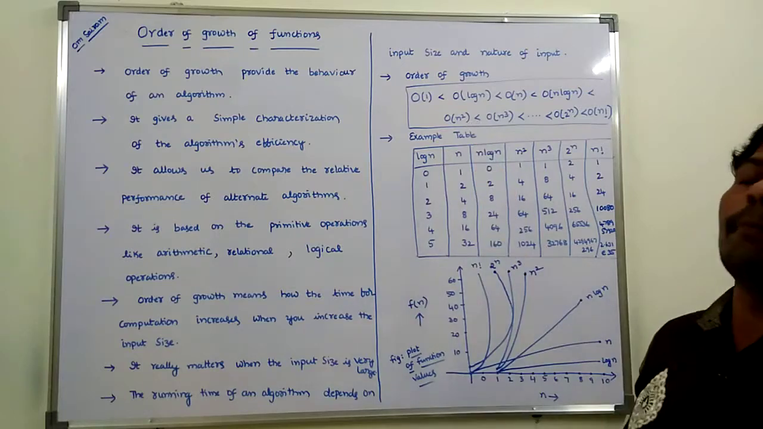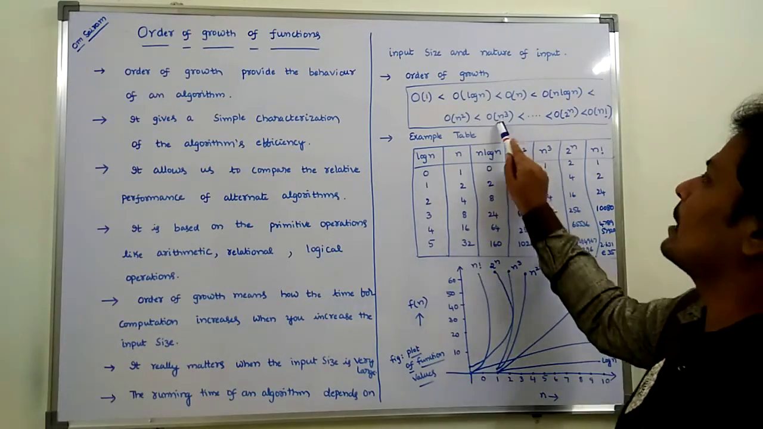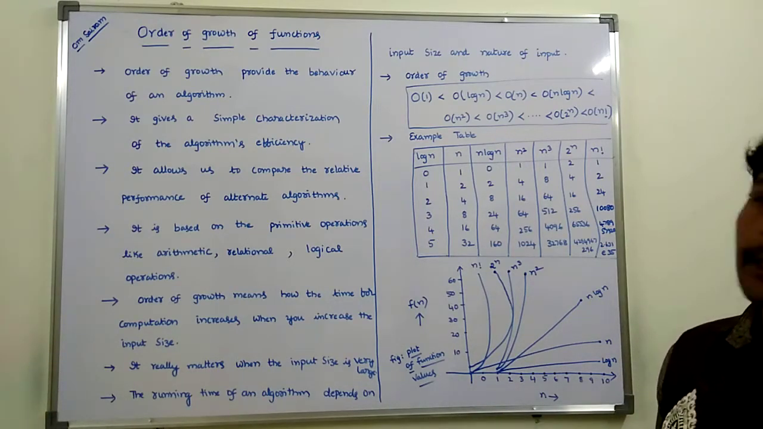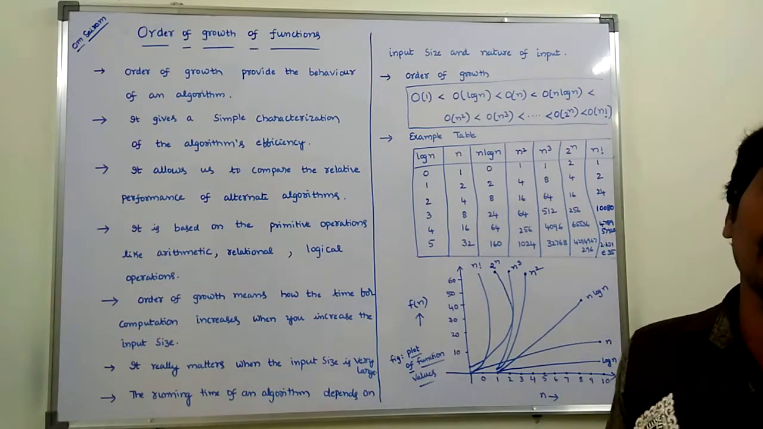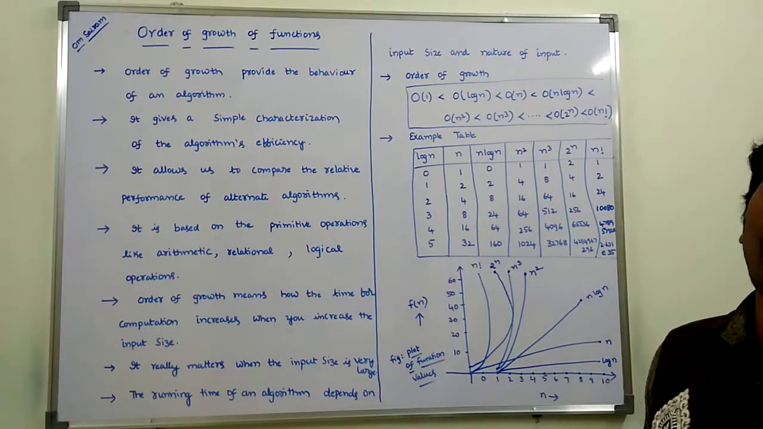Next one is big O of n square, that is quadratic. Next one is big O of n cube, that is cubic. Next one is big O of 2 power n, that is exponential. Next one is big O of n factorial, that is factorial.